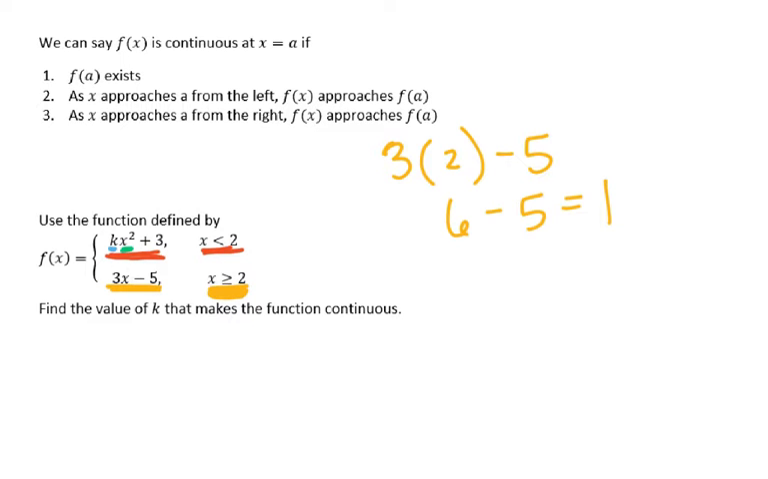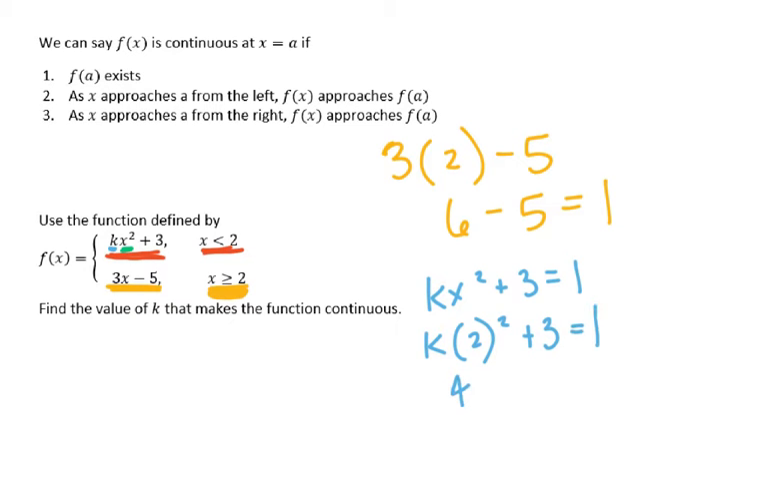For this function to be continuous, the other piece of our function, that quadratic piece, must also approach 1 from the left. So to figure out what value of k will make this function continuous, we want to set this quadratic piece, kx squared plus 3, equal to 1. So now we're going to do the same thing. We're going to substitute 2 in for x because we want to see the value of our function as it is approaching x equals 2.